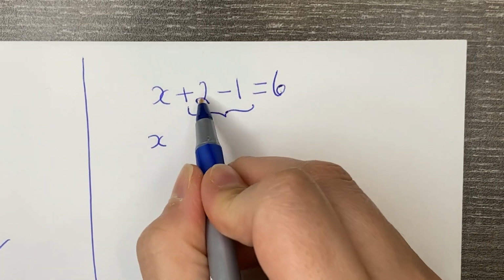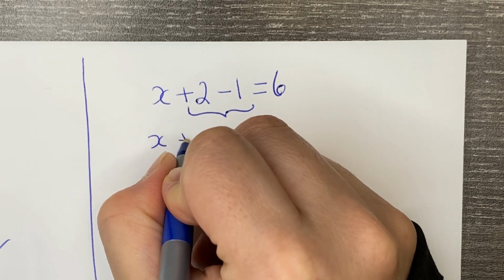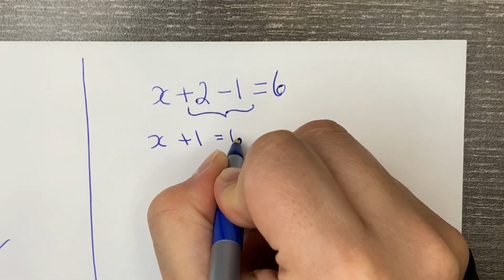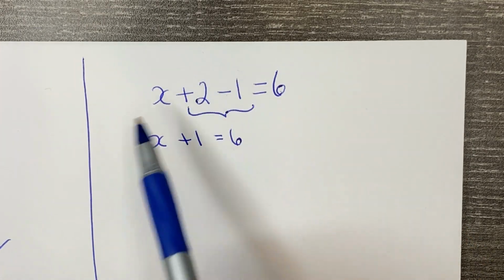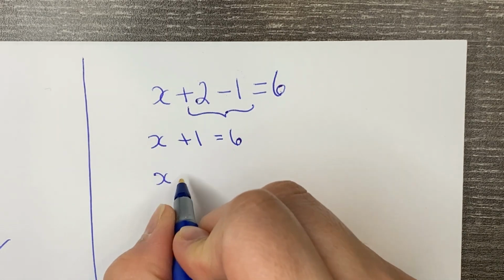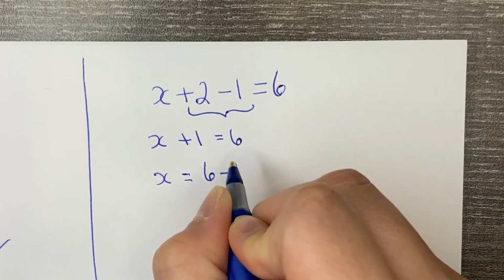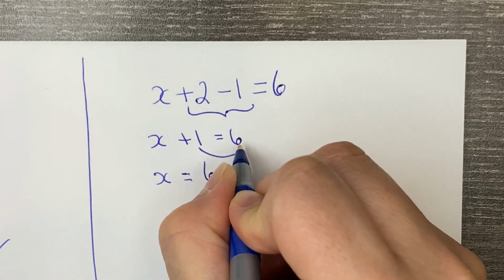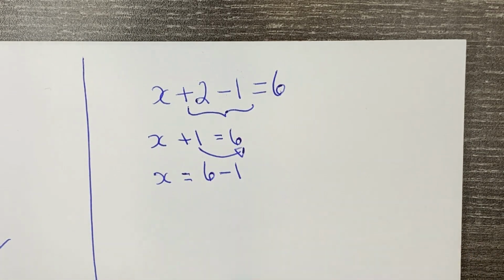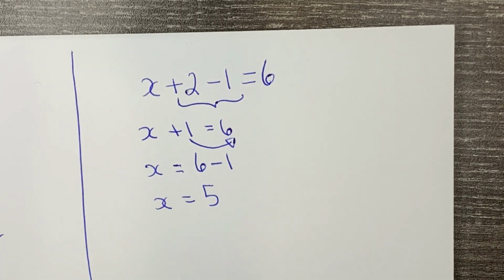So x, 2 minus 1 is 1. So then, plus 1 is equal to 6. You see, these are like terms, and by collecting them, we have 1. And now we're back to an equation that's similar to the first one we did, where we can just do x is equal to 6 minus 1, right? Because you're moving the 1 over, and it's going to change its sign. And now we know x is equal to 5.